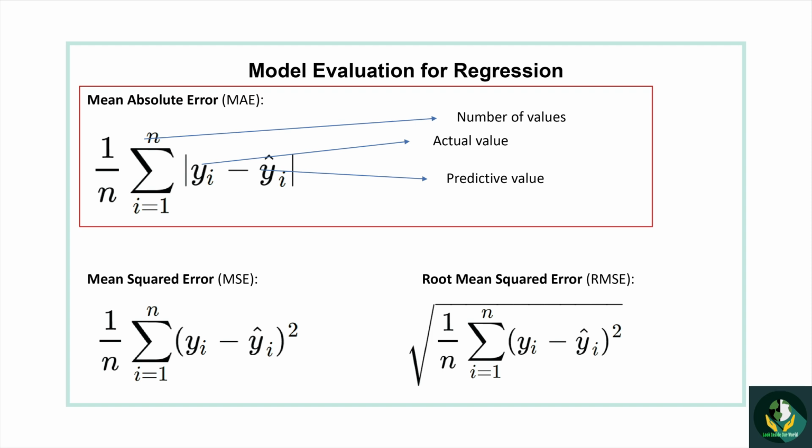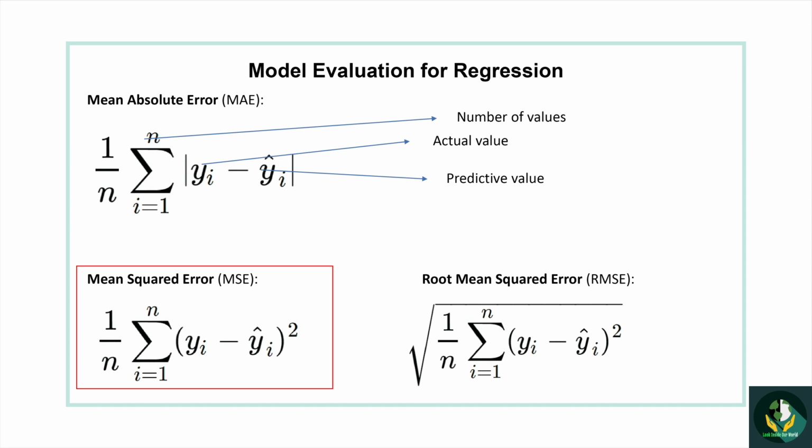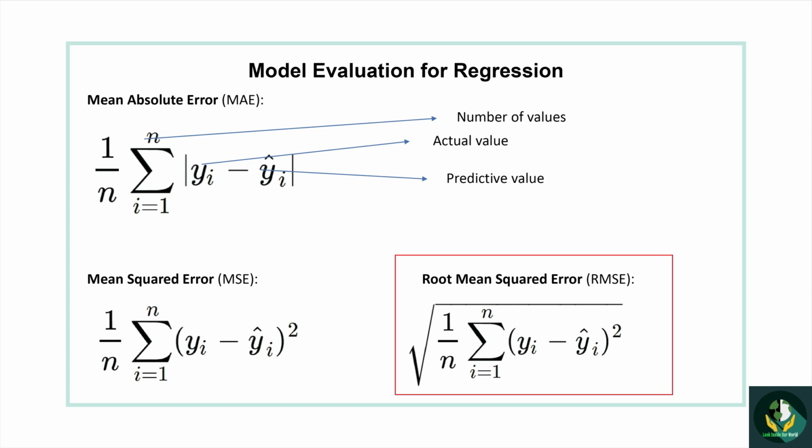This value gives us a proper sense of how much error there is, or in other words, how accurate our model is. Similarly, we have the mean squared error, MSE, which is the mean of the squared errors. And then we have the root mean squared error, RMSE. This is the square root of the mean of the squared errors.